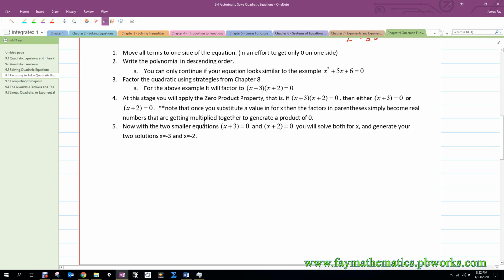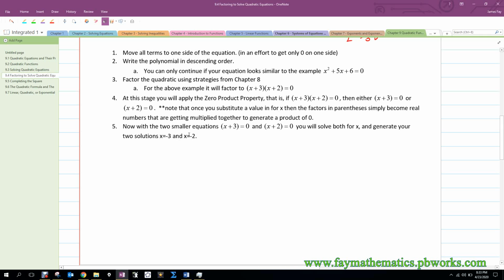Okay. Now, once you do this, you get two smaller equations essentially. So that's x plus 3 equals 0. You can get rid of the parentheses: x plus 3 equals 0, and x plus 2 equals 0. Those are just one-step equations. Solve them both for x. Solve this one for x, you get x to be -3. Solve that one for x, you get x to be -2.